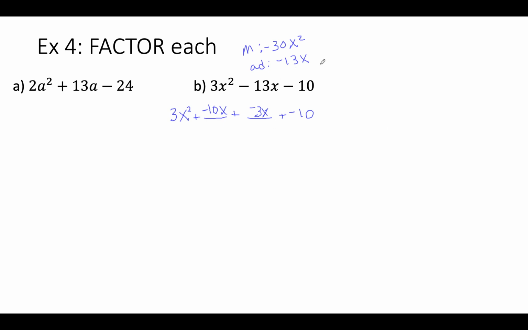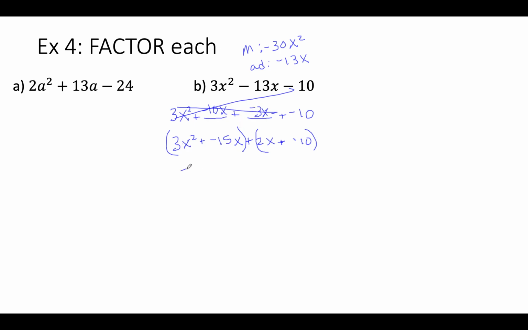Let's see, 1 and 30 don't work, 2 and 15. So we're going to keep the first, we're going to change it to a negative 15x and a positive 2x. Okay, so there's our 4 terms, so now I can group these two and these two. So be careful. Make sure you check before you continue once you get the two numbers.